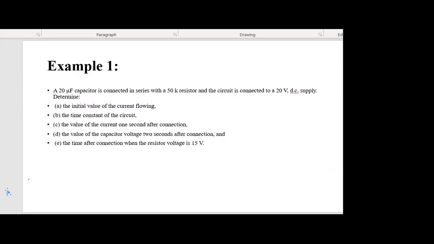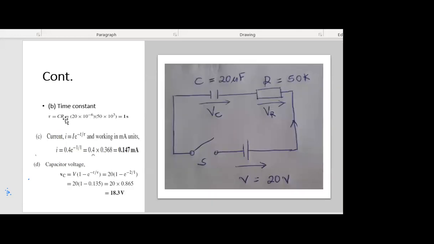Then the second question, the time constant of the circuit. We have the capacitance and the resistance. We say the time constant is T2 minus T1 or CR. We don't have T1 and T2, but we have C and R. So we can look for that time constant. We substitute for it, we get 1 second.